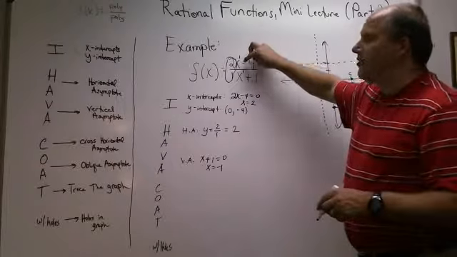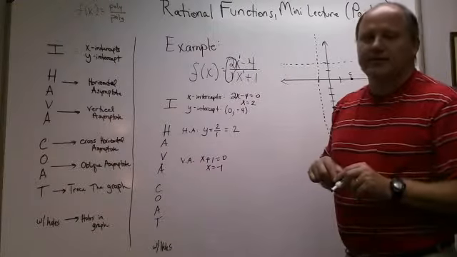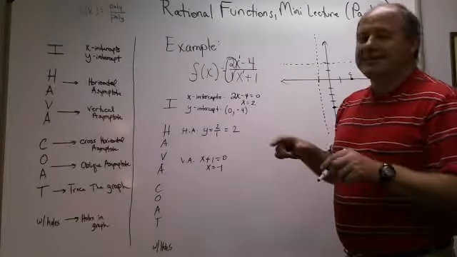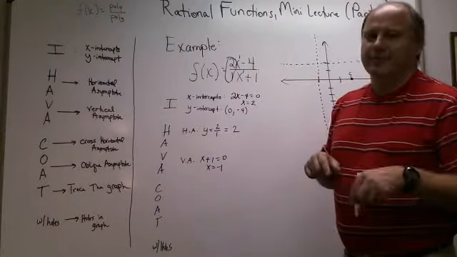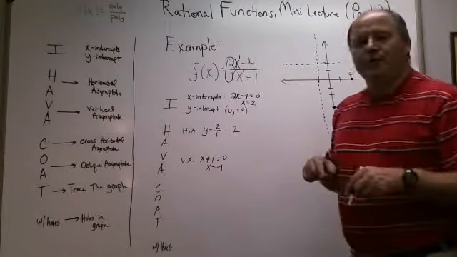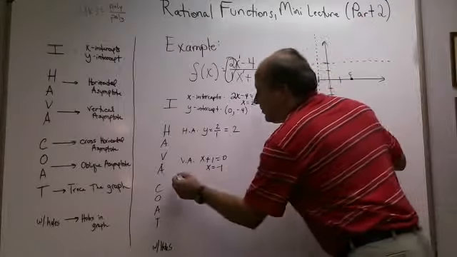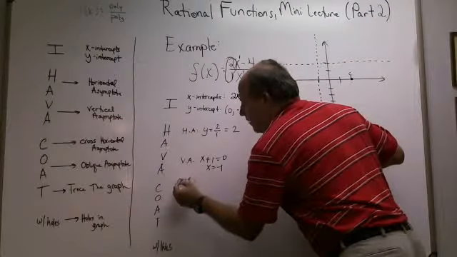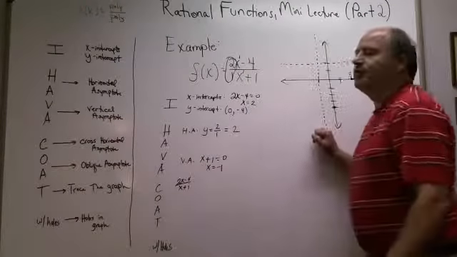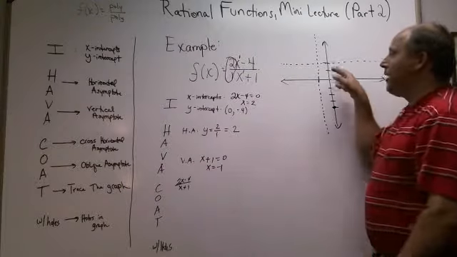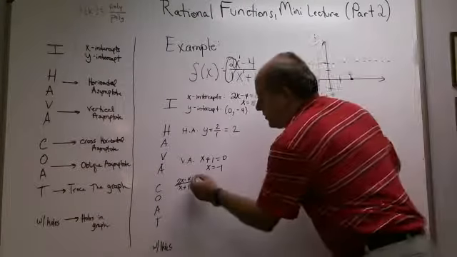Whenever you have a linear over linear, it never crosses the horizontal asymptote. But you can only make that statement if it's linear over linear. What you would do to figure it out is set the function (2x - 4)/(x + 1) equal to the horizontal asymptote, which happens to be y = 2. So we set that equal to 2.